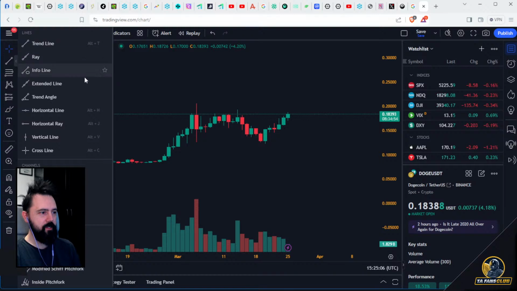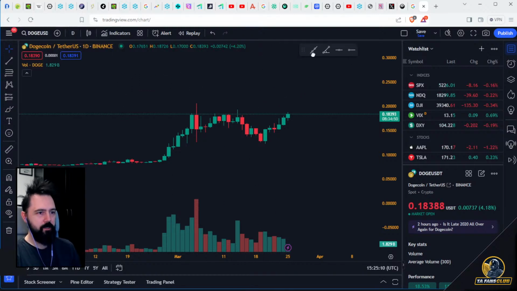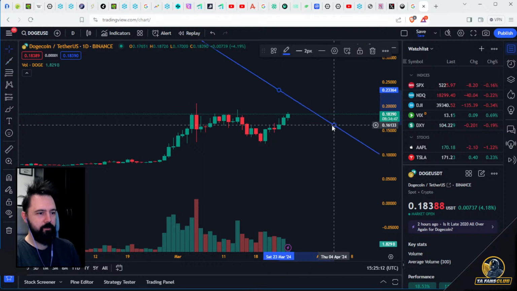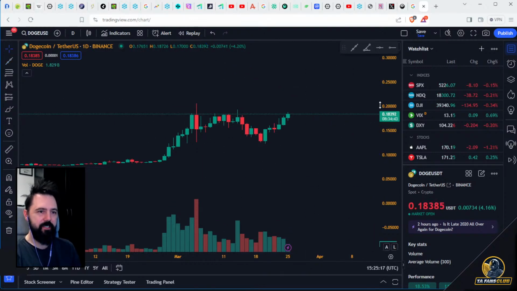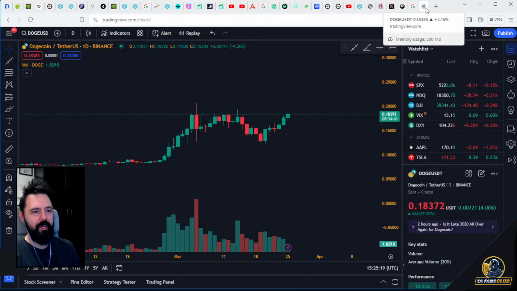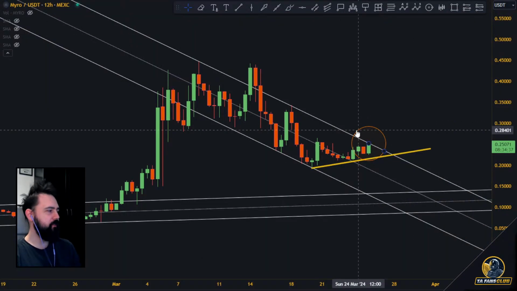And when you have these things up here, put it up there, and then you can draw lines. Very easy, very easy. There you go. Quick tutorial on how to get dark color on TradingView.